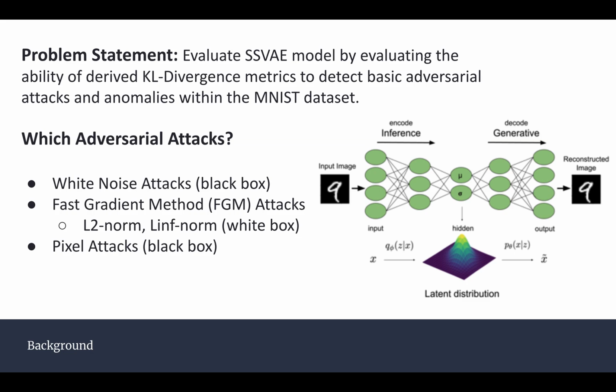And we're going to be using white noise attacks, fast gradient method attacks, which essentially backpropagate through the classifier's gradient in order to optimize each pixel's perturbation, and pixel attacks, which are low-order perturbations of an individual number of pixels within a given image.